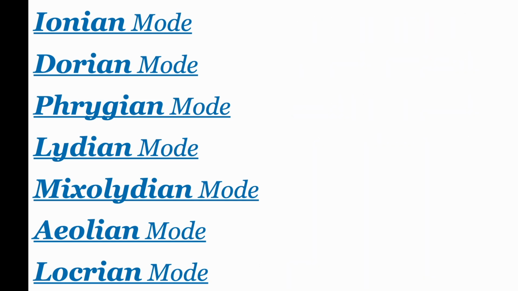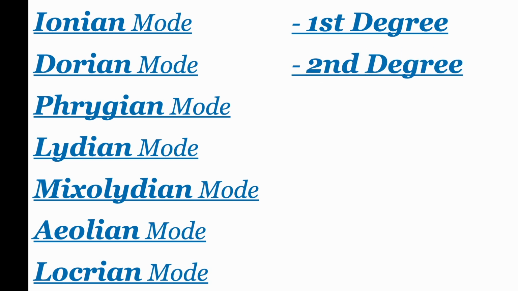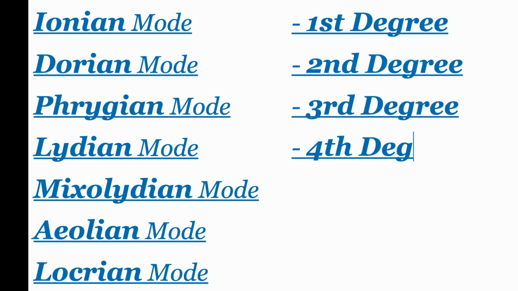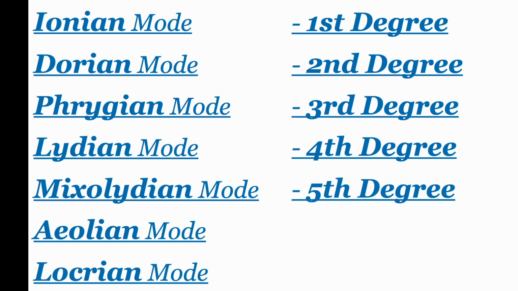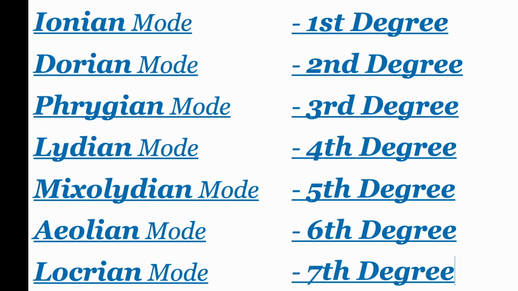So the next thing I want to point out is that each one of these is a degree. The Ionian is the first degree, the Dorian is the second degree, Phrygian third degree, Lydian fourth degree, Mixolydian fifth degree, Aeolian sixth degree, and this is what we looked at earlier in the video when we were looking at the A minor in the C major scale, right? It had that 6 above it, and that was the 6th degree. And then the Locrian is the 7th degree. And we'll talk more about this as we go through the individual modes, each individual video.